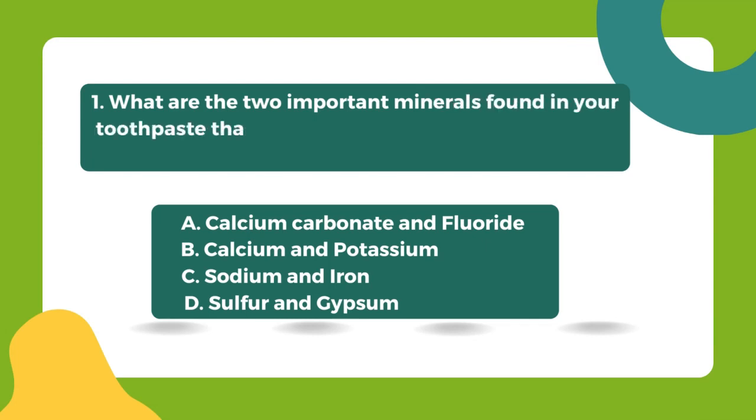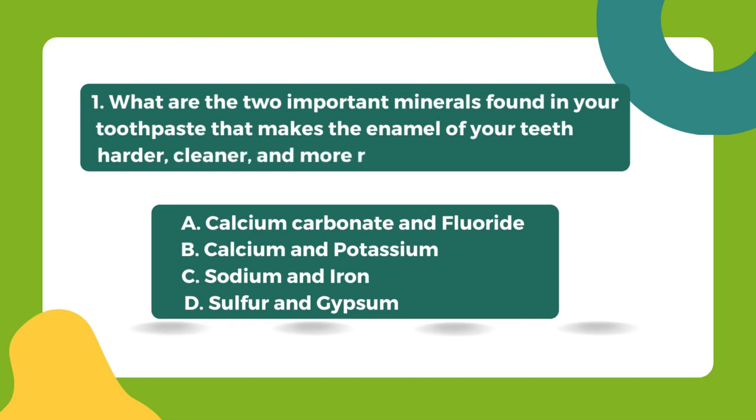One, what are the two important minerals found in your toothpaste that make the enamel of your teeth harder, cleaner, and more resistant to acid wear? A. Calcium carbonate and fluoride. B. Calcium and potassium. C. Sodium and iron. Or D. Sulfur and gypsum.